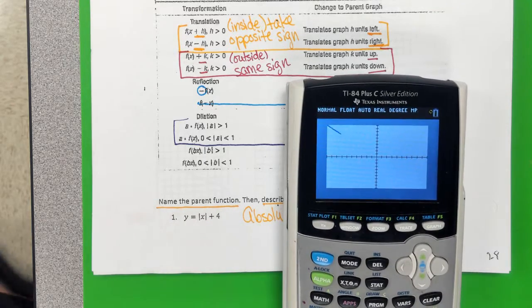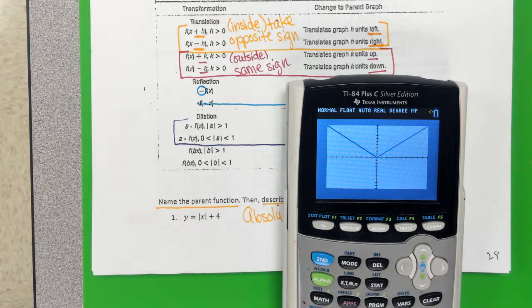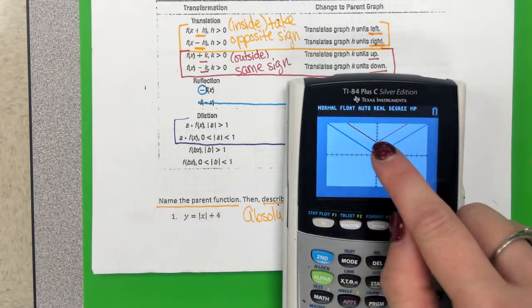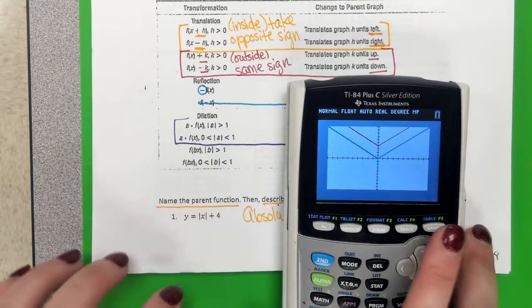Alright, the very first one is going to be your parent graph. Where's your parent graph starting at? Where's the parent graph starting at? 0, 0, which is called the origin. Every time your parent graph, you go to the origin. And we already know that the plus 4 told us that graph was going to do what? Go up 4. Y'all okay?